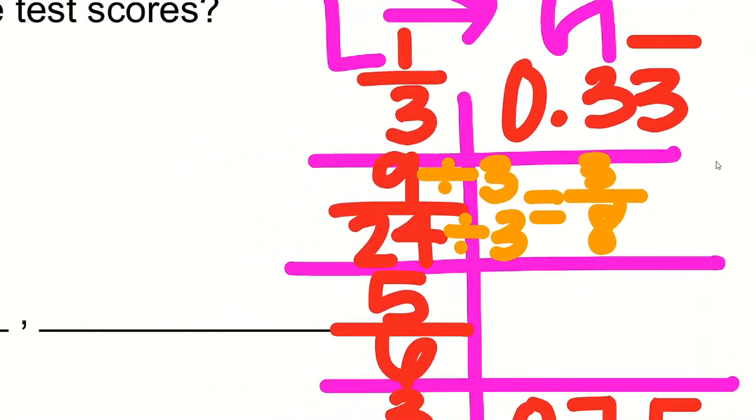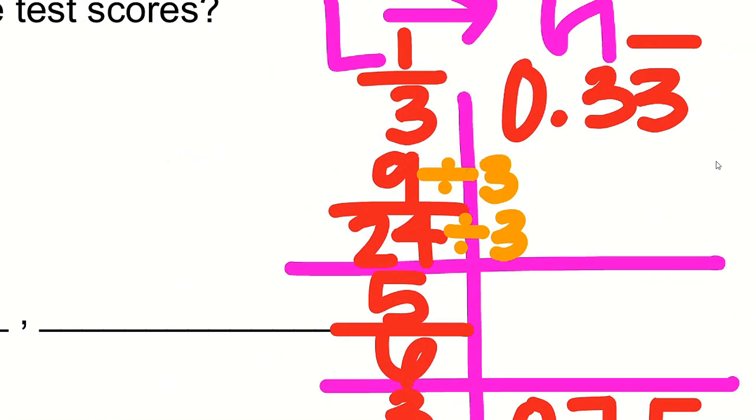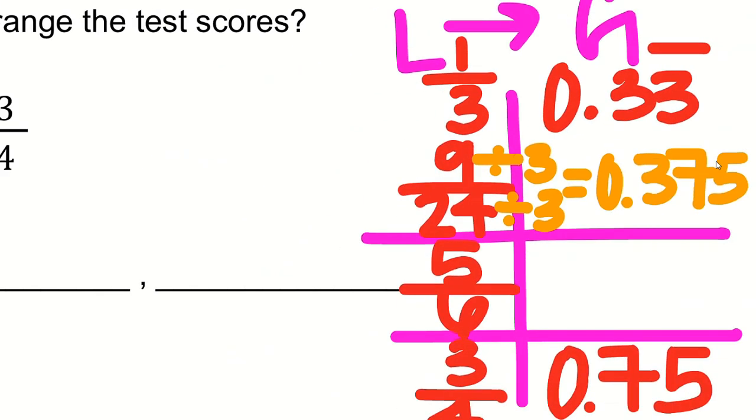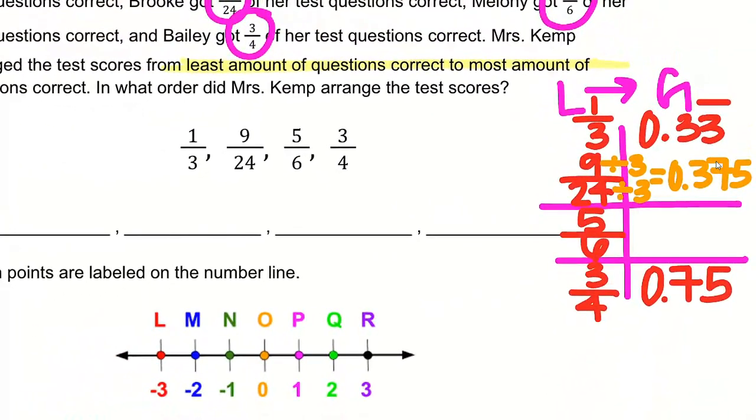That's 0.375. Oh my gosh, I missed my pen. 0.375. Okay, and then 5/6.